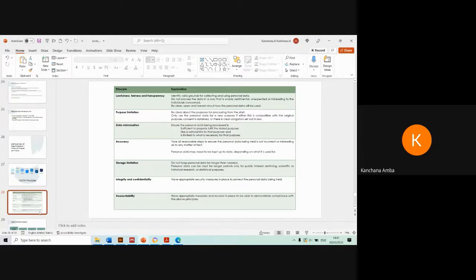Storage limitation. Do not keep personal data for longer than needed. Personal data can be kept for longer periods only for public interest, archiving, scientific and historical purposes and statistical purposes. Integrity and confidentiality, right? Appropriate security measures have to be in place to protect the personal data. Accountability: have appropriate measures and records to be able to demonstrate compliance with the above principles, right? So those are the main principles of data protection that are generally covered in all laws, right?